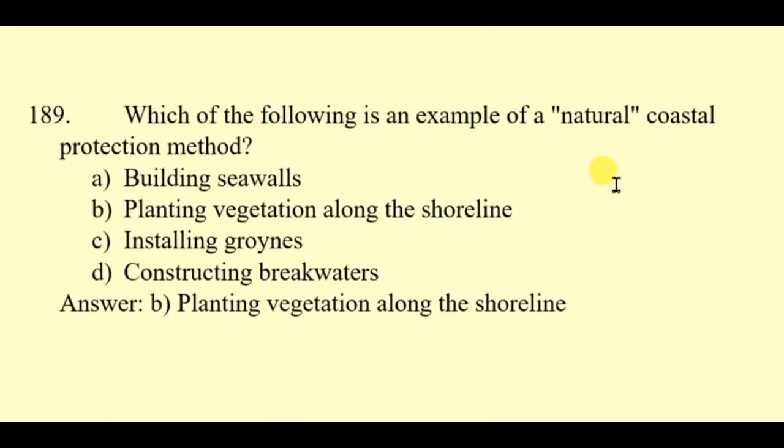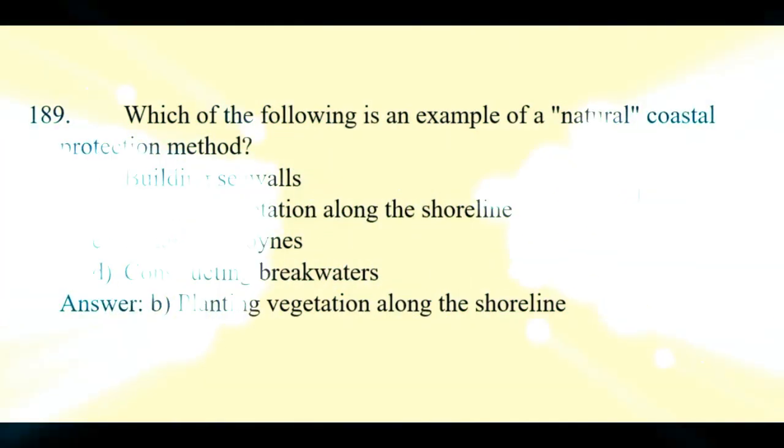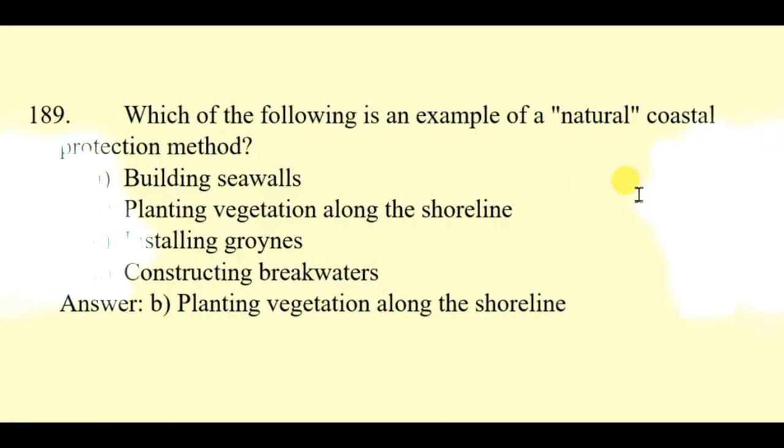Question 189. Which of the following is an example of natural coastal protection method? Building seawalls, planting vegetation along the shoreline, installing drainage, constructing breakwaters. Here the right answer will be planting vegetation along the shoreline.